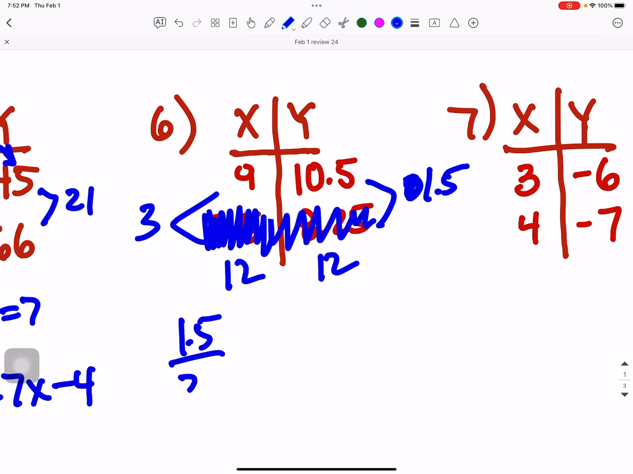Now, 1.5 thirds, you might not know what that is, so I can do it on a calculator. Hey, Siri, what's 1.5 divided by 3? Hey, Siri. Oh, she might not be working during videos. Anyway, it's 0.5, which is 1/2.